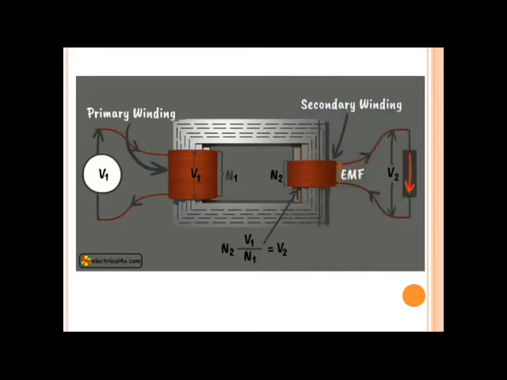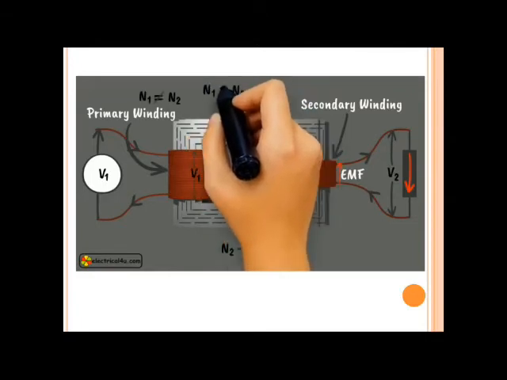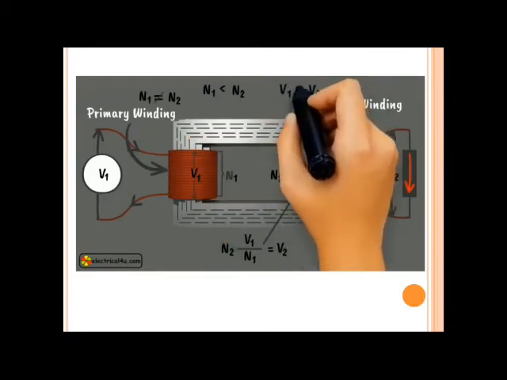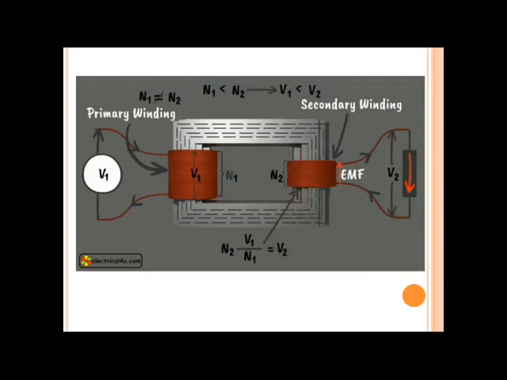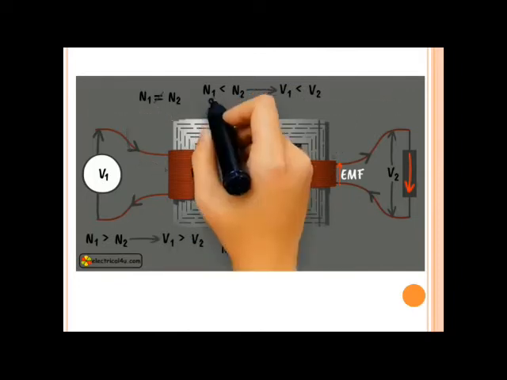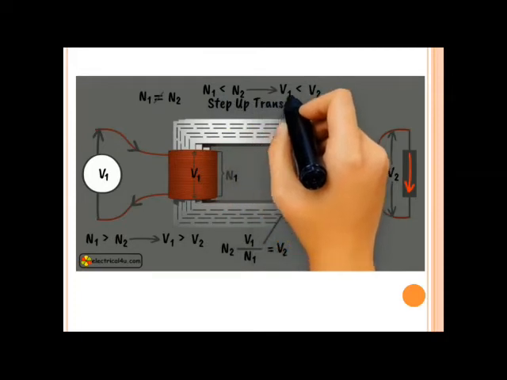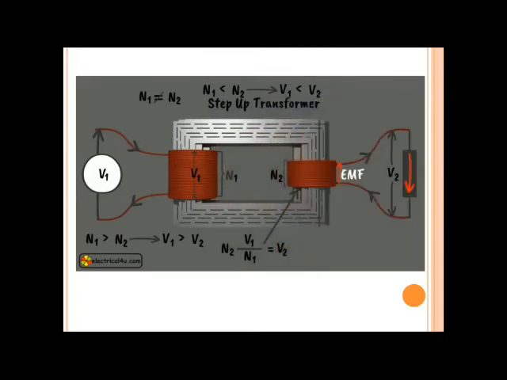If the number of turns of secondary winding is not equal to that of primary winding, suppose if N2 is greater than N1, the secondary voltage is more than primary voltage. On the other hand, if N2 is less than N1, the secondary voltage will be less than the primary voltage. Former is called step-up transformer and the latter is called step-down transformer. This is the most basic theory of transformer.